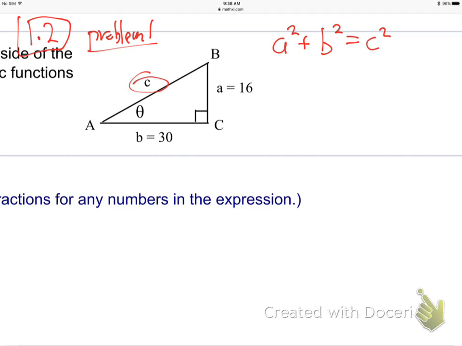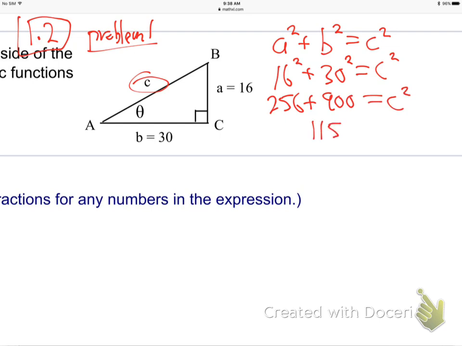Remember, when you use the Pythagorean Theorem, the order doesn't really matter as long as you put the c alone. So you can switch the a and the b, in other words. It doesn't matter, but the c must be alone. So hit the buttons on your calculator. 256 plus 900, I think. And so that's 1156.